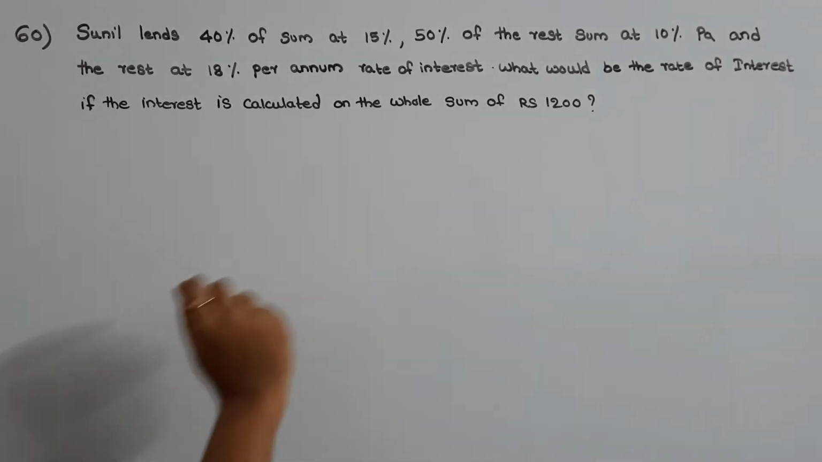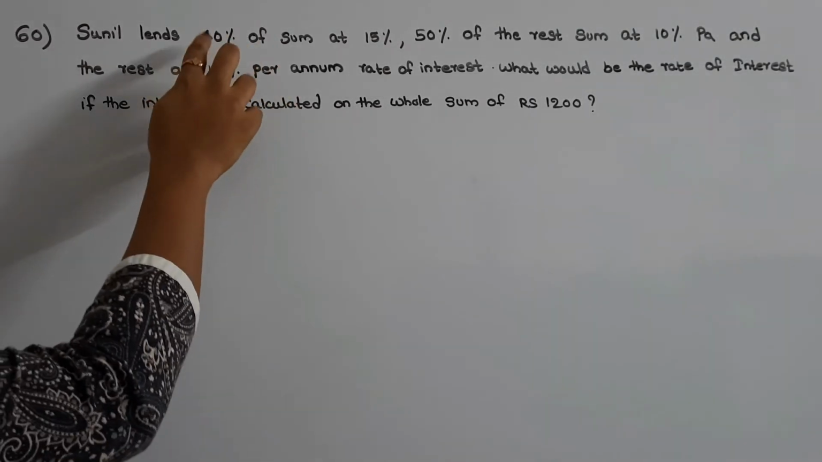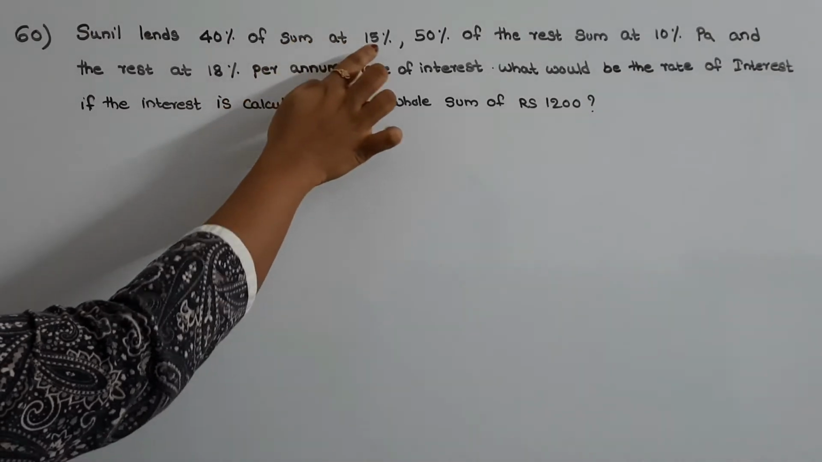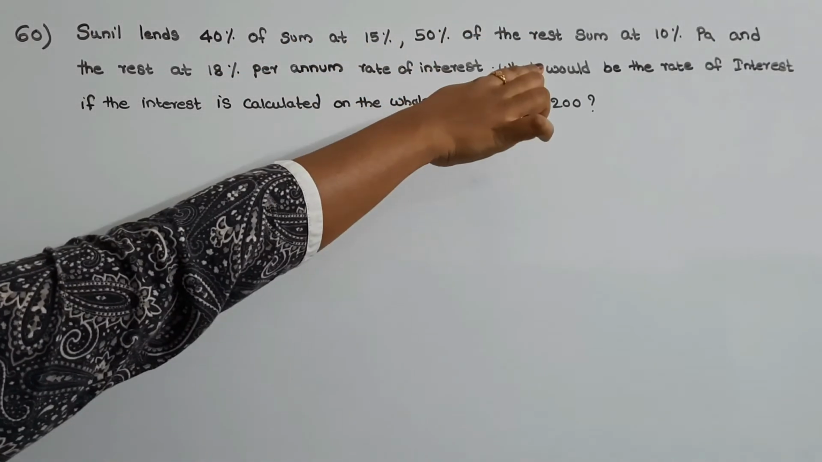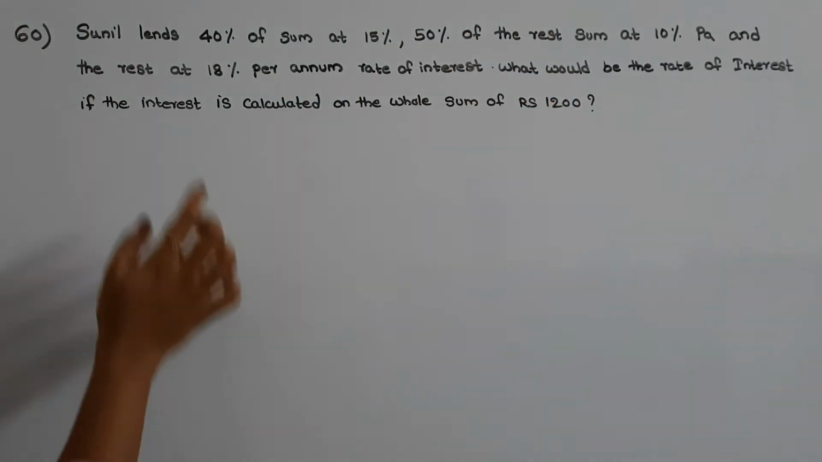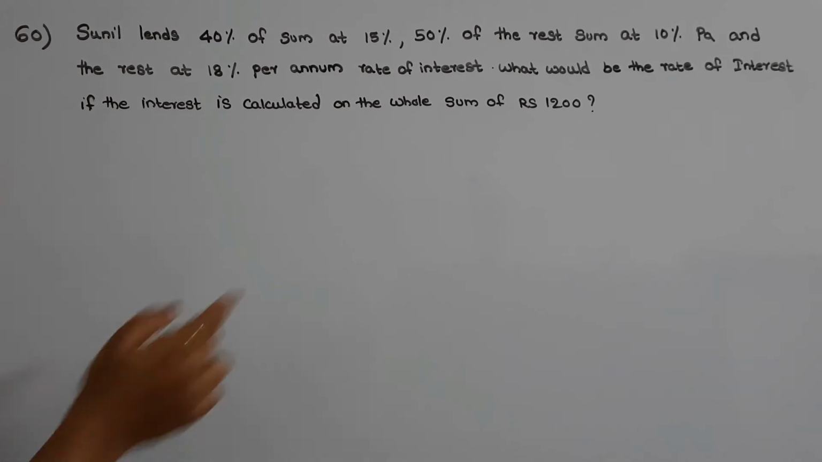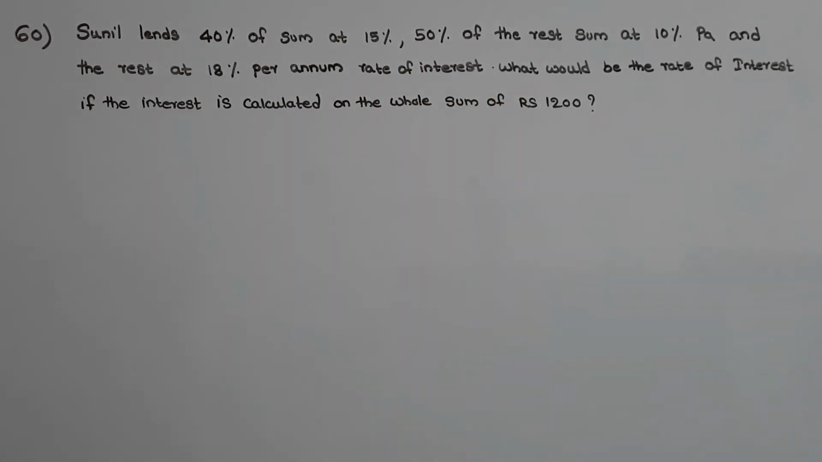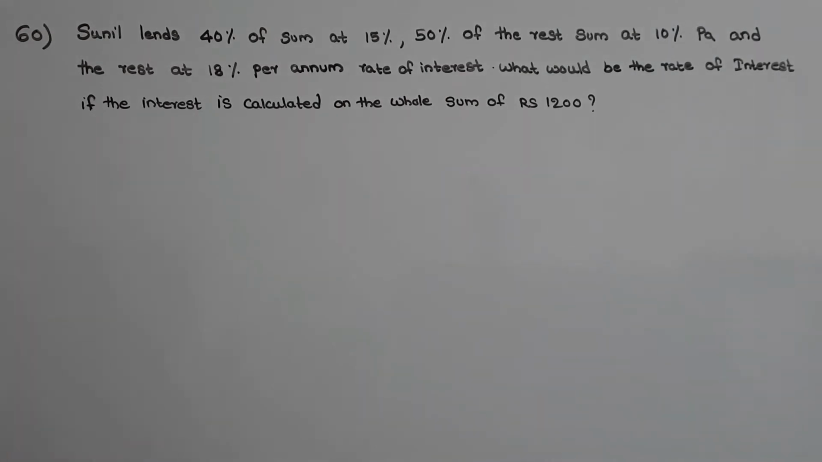So in this question they are telling that the total principal is 1200. 40% of that principal is lent at 15% rate. Then 15% of the remaining principal is lent at 10% rate and the remaining principal at 18%. Then what will be the rate of interest? So in this question we need to find out the rate of interest.